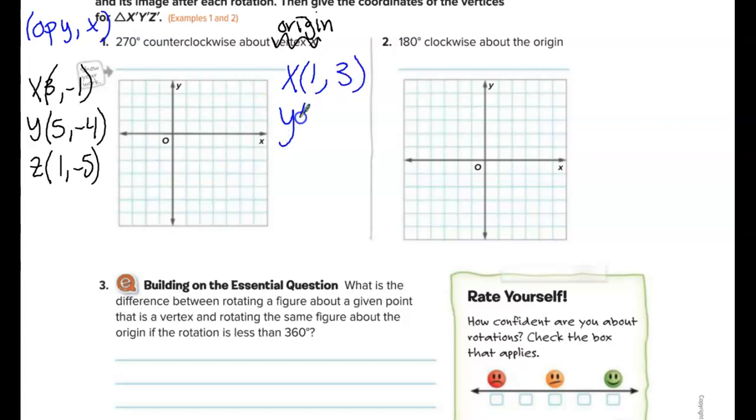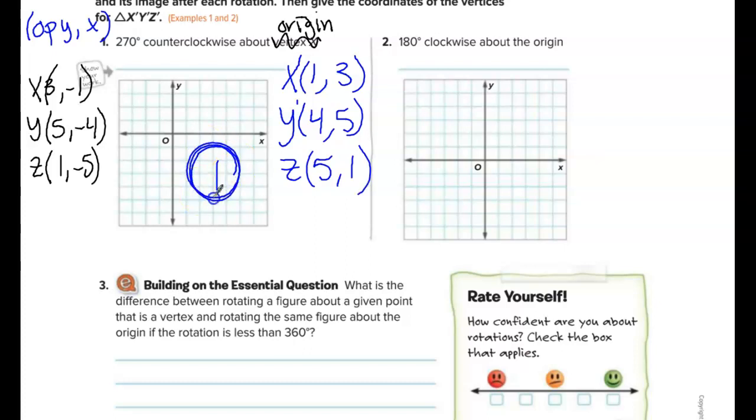And then y, opposite y, Max? And then the x. Good. And the opposite y for z, Jacob? It would be 5. And then the x. 1. So your first image, this one over here, should have been in quadrant 4.